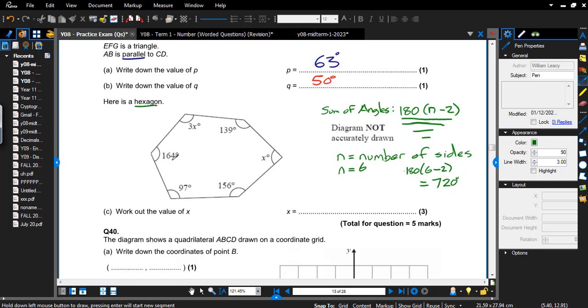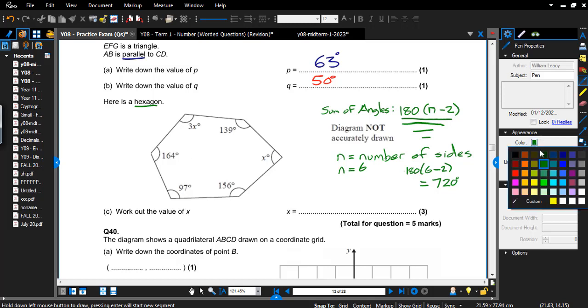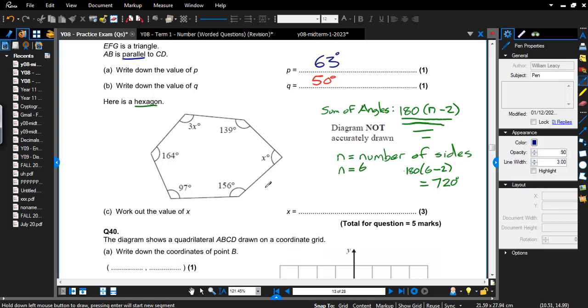So we know it's very, very similar actually. So we know, let's put it in a different color. We know that, let's just start here. So 3x plus 139 plus x plus 156 plus 97 plus 164.